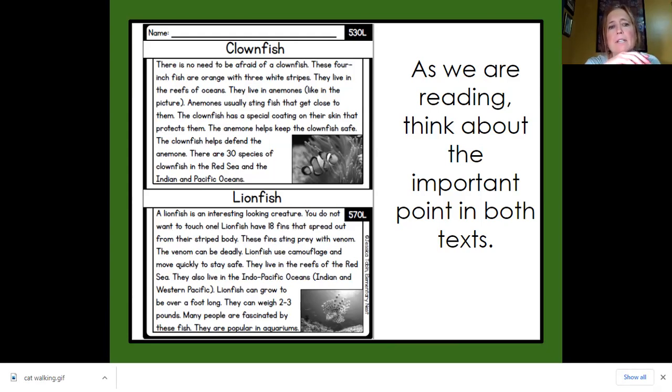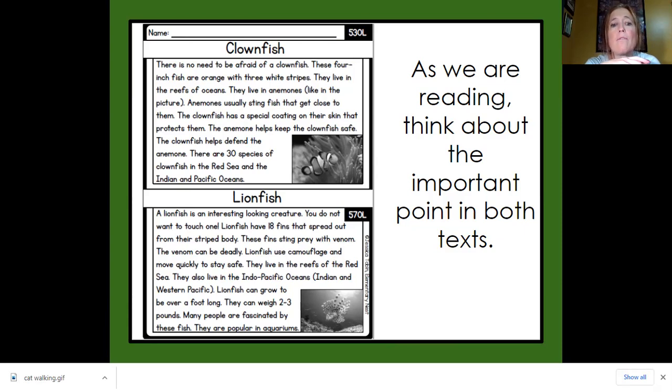All right, the lionfish. A lionfish is an interesting looking creature. You do not want to touch one. Lionfish have 18 fins that spread out from their striped body. These fins sting prey with venom. The venom can be deadly. Lionfish use camouflage and move quickly to stay safe. They live in the reefs of the Red Sea. They also live in the Indo-Pacific Oceans. That's the Indian and Western Pacific.